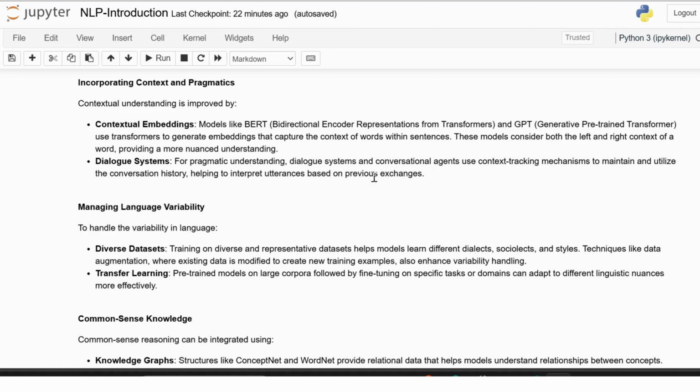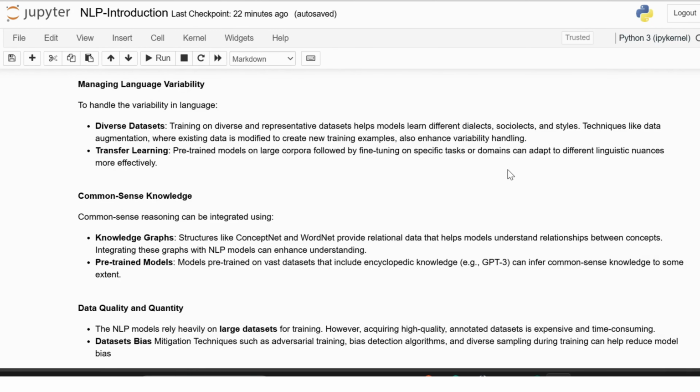To manage language variability, training on diverse and representative datasets helps models learn different dialects, sociolects, and styles. Techniques like data augmentation, where existing data is modified to create new training examples, also enhance variability handling. And pre-training models on large corpora, followed by fine-tuning on specific tasks or domains, can adapt to different linguistic nuances more effectively.